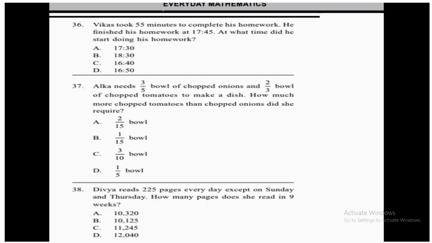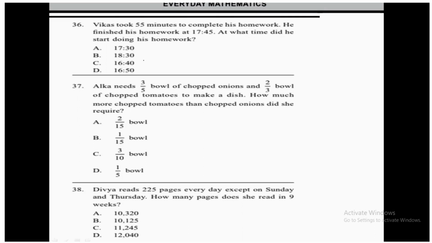Now, it is our next section, which is everyday mathematics. So this is question number 36 of our third section. Let's see what the question is saying. Vikas took 55 minutes to complete his homework. Now he finished his homework at 17:45. So at what time did he start doing his homework?